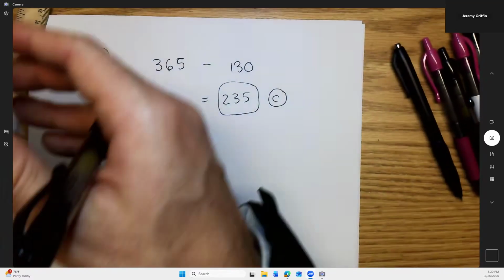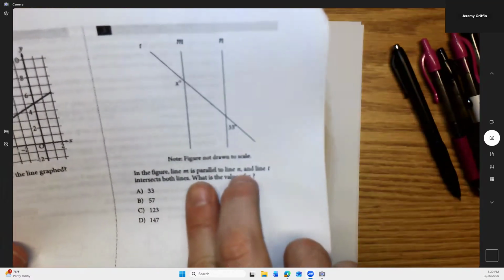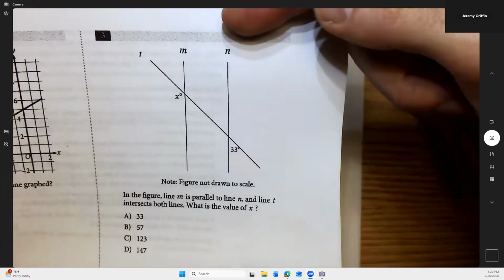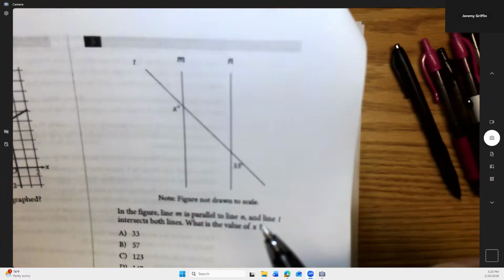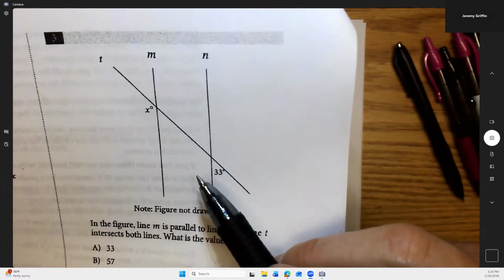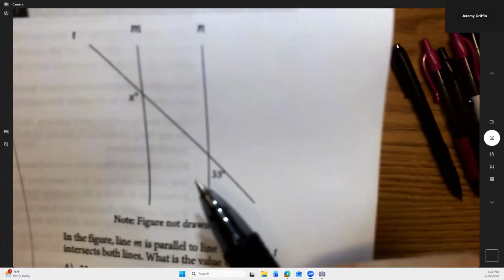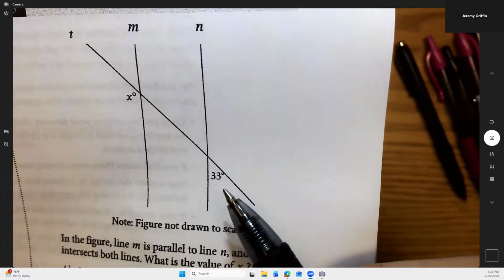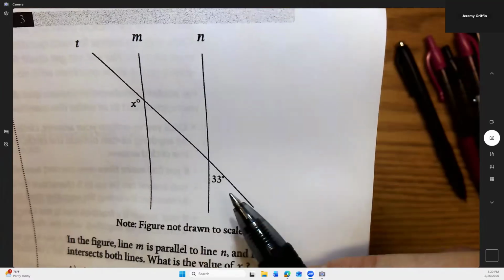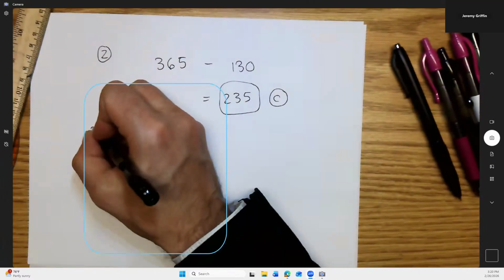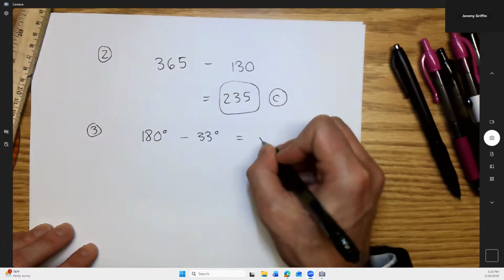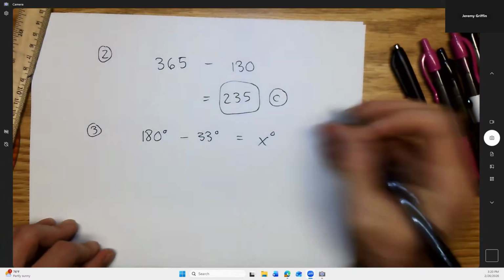All right, number 3. M and N are parallel. They look parallel, and it's confirmed down here they are parallel. What's the value of x? Ooh, guys, that angle x, is that the same as this angle down here? Yeah. Right. Is this angle supplementary to this angle 33 degrees? Which means that this angle plus 33 add up to what? 180. So what I'm going to do is take 180 degrees, subtract out the 33 degrees, and that will tell me what x is. Degrees, right?